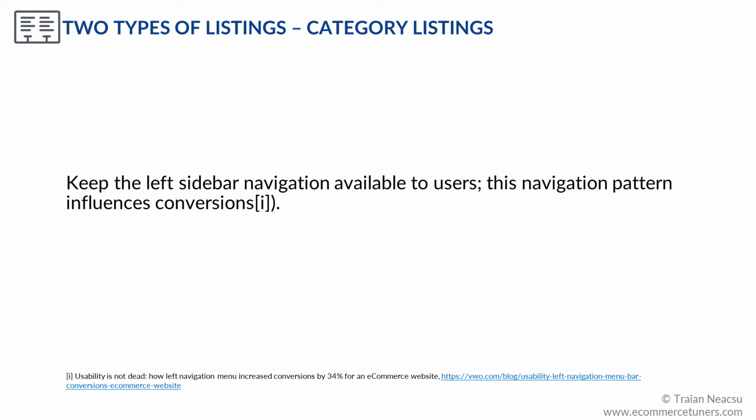Keep the left sidebar navigation available to users because that's the spot we have been trained to look for secondary navigation. This navigation pattern actually influences conversions. Also, it's easier to scan and choose from secondary navigation links. The secondary navigation will not contain filters until a user reaches the point where you list products instead of subcategories.